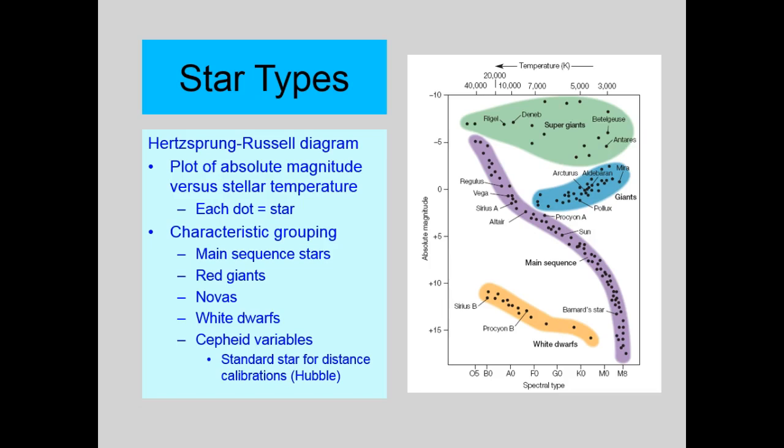red giants are the blue, the novas, I guess, is what they're calling the super giants, the white dwarfs down here, and now they throw in this, and it is not anywhere on there that I've ever been able to figure out why they put it on this slide. But these are the Cepheid variable stars. I don't know precisely how you pronounce that.